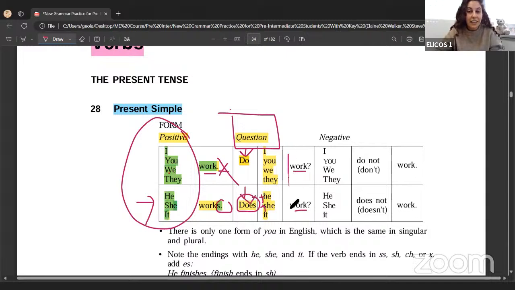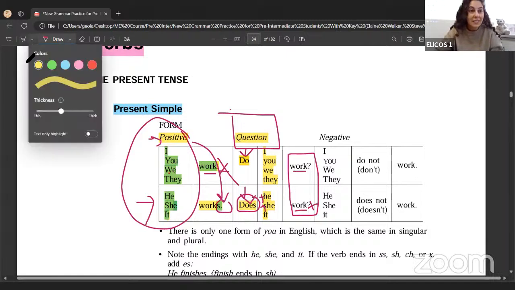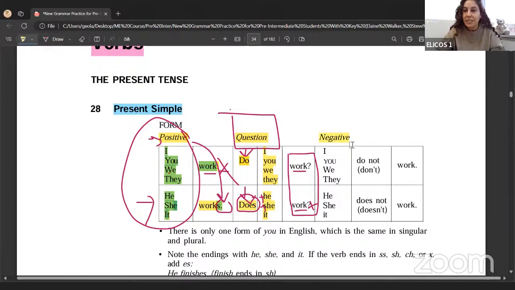Now, if you have a look, the verb is the same. So you do not put an S in the question for the verb. Only in the positive do you put the S. But in the question, the verb is the same. Work, speak, listen, dance.